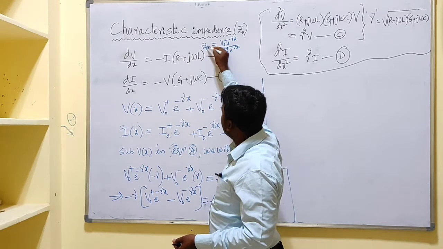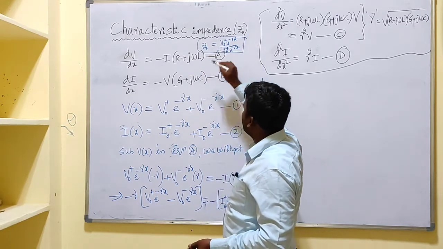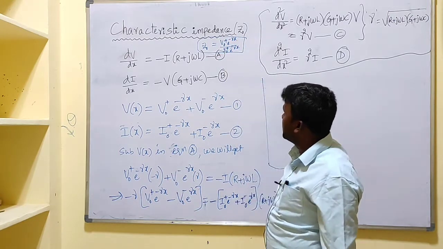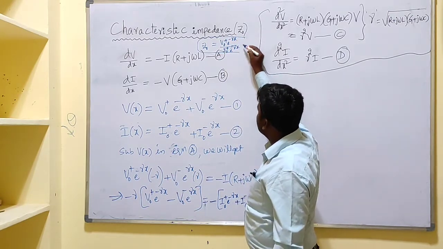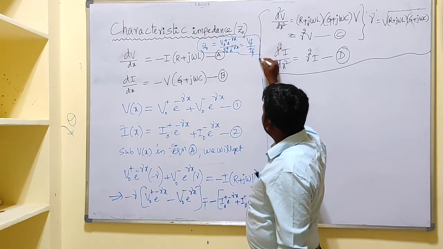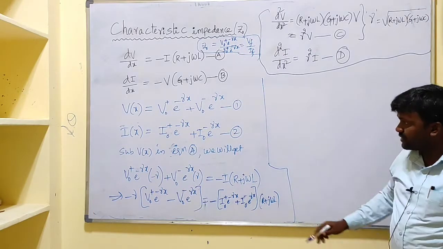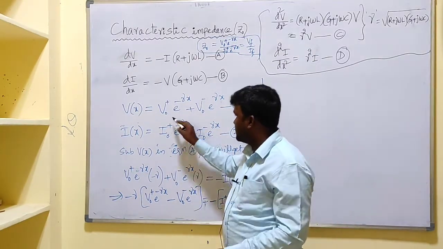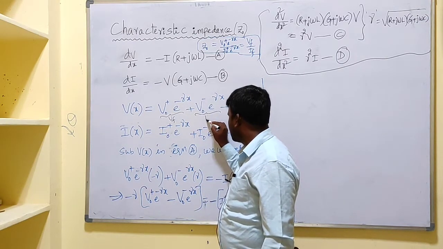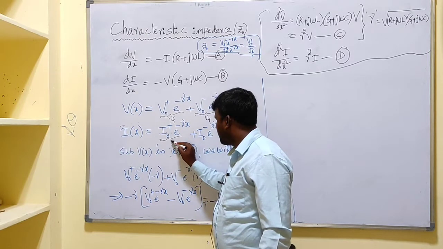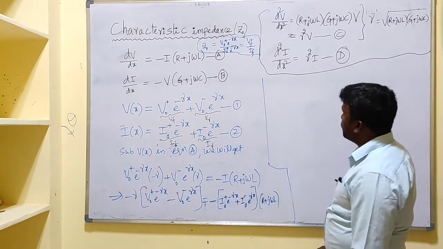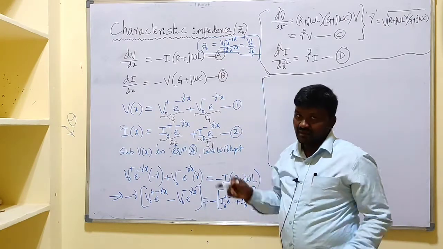Basically Z naught is defined like this, that is V naught plus into e to the power minus gamma x by I naught plus e to the power minus gamma x, which means it is defined as the ratio of forward voltage to the forward current. The first term is the forward voltage, and this is the reverse voltage, that is VR, and this is the forward current IF, and this is the reverse current IR. Now we need to determine the characteristic impedance.